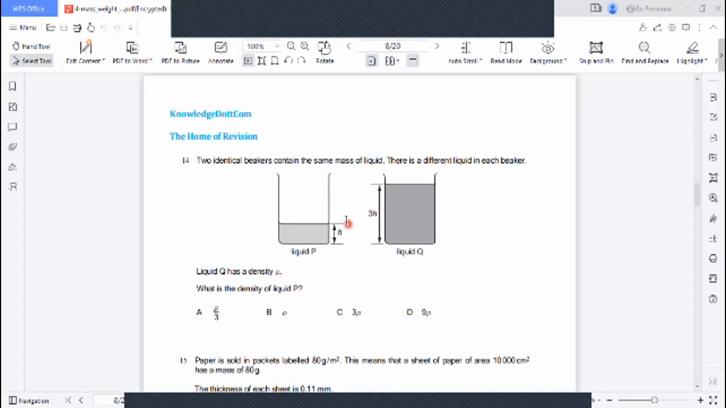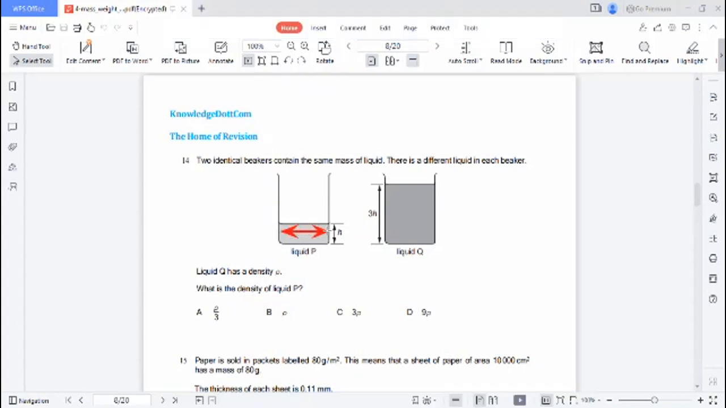Okay, so there is only a difference of height. It looks like their base areas are the same. Let's check whether the base areas look kind of similar. It's an approximate measure.